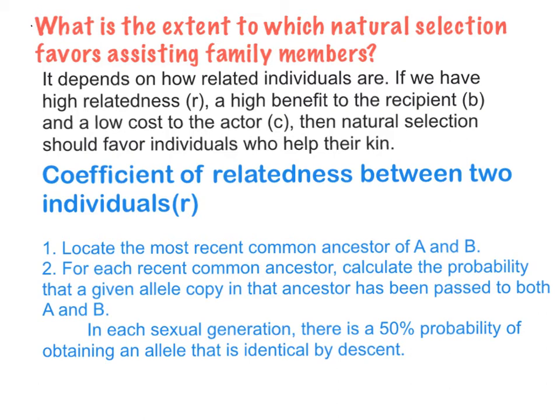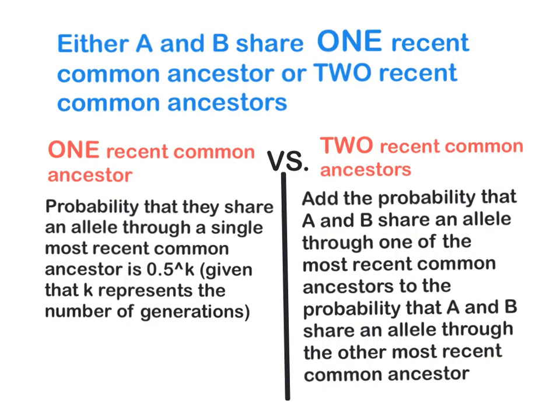And also remember, in each sexual generation, there is a 50% probability of obtaining an allele that is identical by descent. In the case that A and B share one recent common ancestor, the probability that they share an allele is 0.5 to the power of k, given that k represents the number of generations. And in the case that A and B share two recent common ancestors, add the probability that A and B share an allele through one of the most recent common ancestors to the probability that A and B share an allele through the other most recent common ancestor.